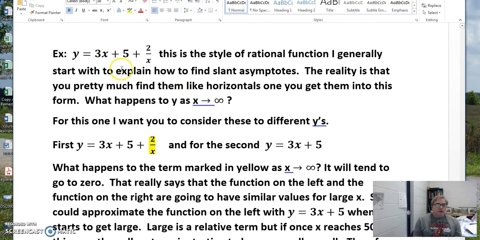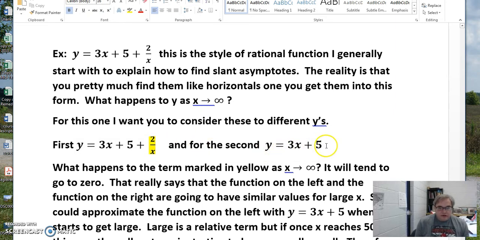So here's a rational function that I've kind of simplified a little bit. 3x plus 5 plus 2 over x. And what I like about this one is we can kind of compare it to another function of just y equals 3x plus 5. So I have these two competing functions. y equals 3x plus 5 plus 2 over x, I have that in yellow for a reason, and then just y equals 3x plus 5.